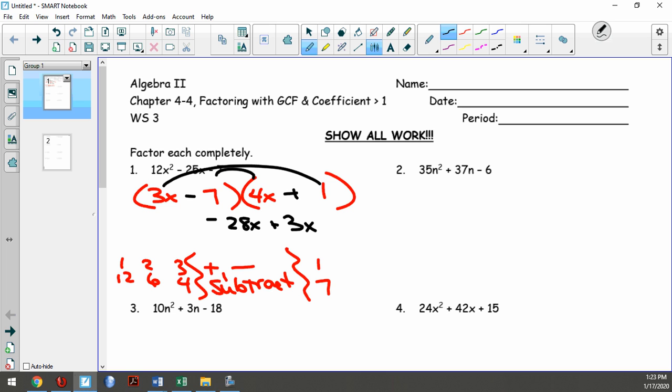Do we understand that, yes or no? Yeah. The negative goes with the bigger number. In this case, 28 is bigger than 3. So how did I get the 28? 7 times 4, so that's why the 7 is negative. This is done.